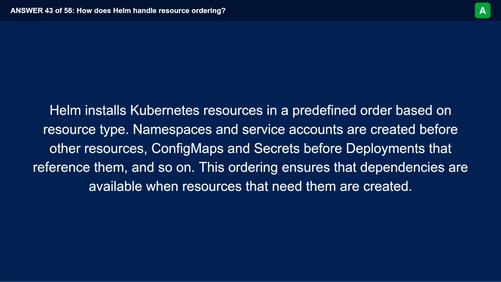Helm installs Kubernetes resources in a predefined order based on resource type. Namespaces and service accounts are created before other resources, config maps and secrets before deployments that reference them, and so on. This ordering ensures that dependencies are available when resources that need them are created.